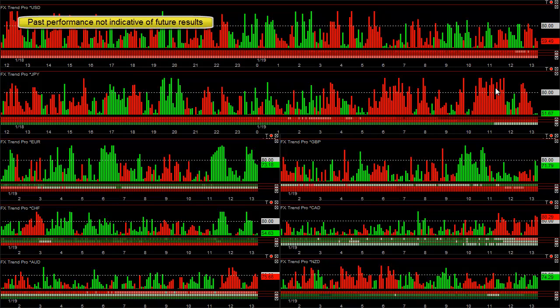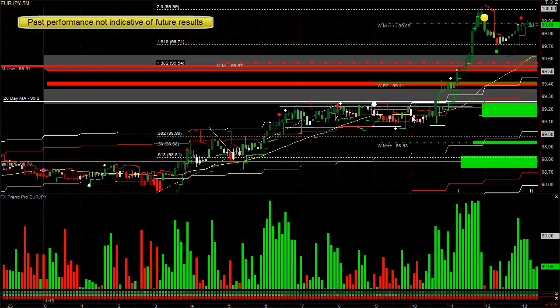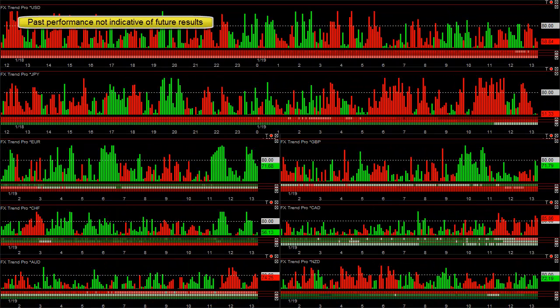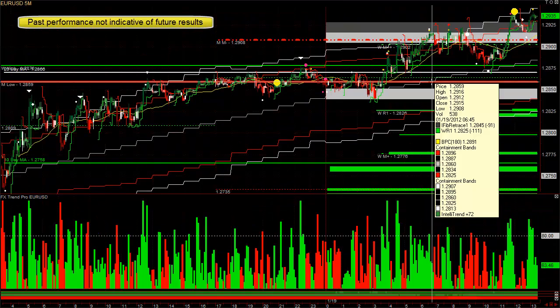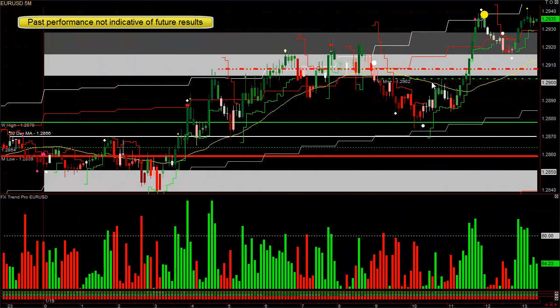Same exact thing with the euro yen as well. Actually, that's the one we were looking at. Let's look at the euro dollar. The yen was weaker today than the euro yen, and so you can see it's above the hourly right here. This is a decent trade. Nice little pullback. Nice little pullback.